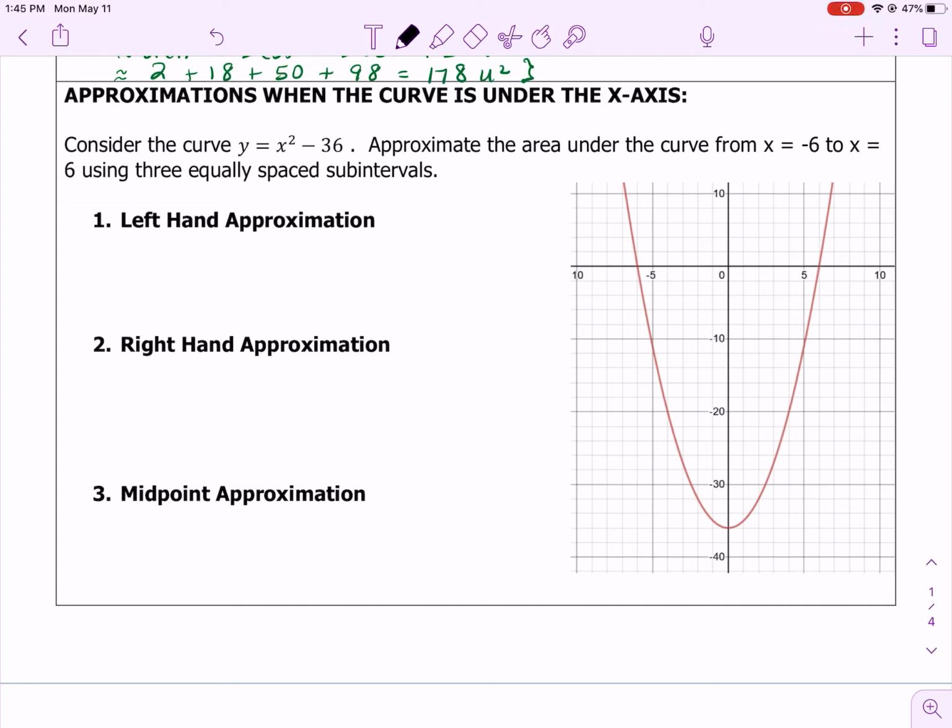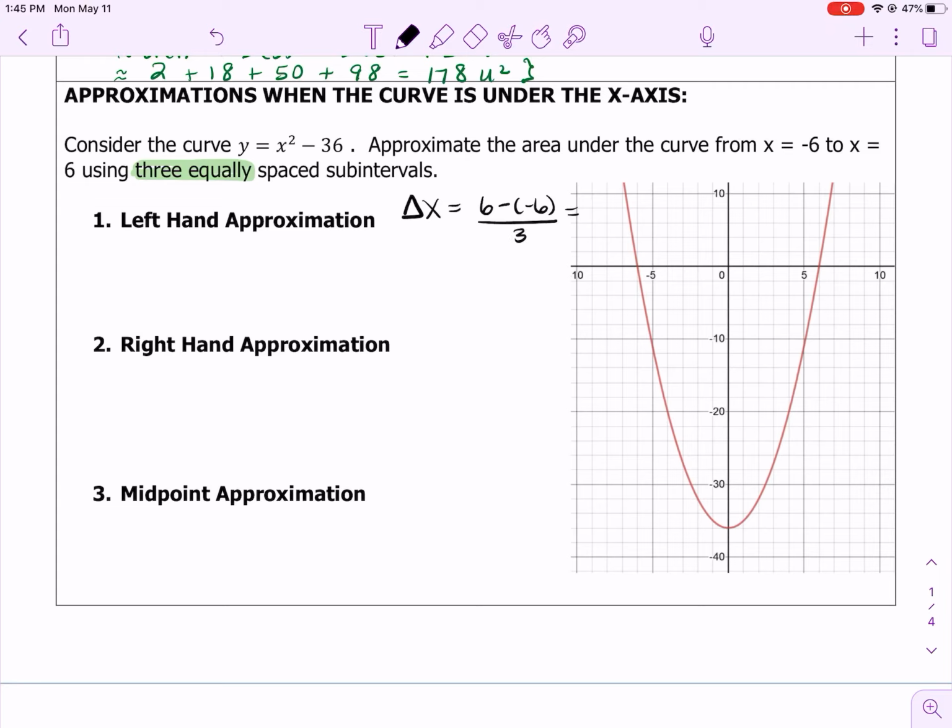So again, the curve is given to you. We have screenshotted it and provided it, and we're trying to approximate the area under the curve from -6 to 6. So remember, we are using rectangles here in each of these cases because specifically we're referring to a Riemann approximation. And in this case, we want 3 equally spaced subintervals, or 3 rectangles. That means that delta x is going to be 6 minus -6, that's your b minus a, over how many rectangles we have, or 3.